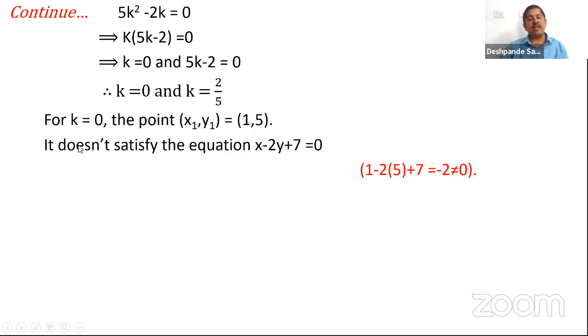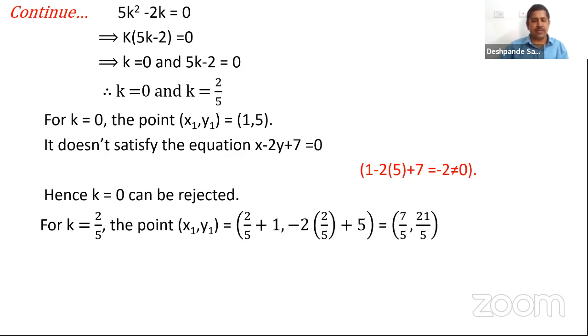So what is the meaning of it? You cannot take this value here. So what is the point left out? What is the value of k left out? 2 by 5. So you can say k is equal to 0 can be rejected. Let us say k is equal to 2 by 5. So you put the value of 2 by 5 in the equation.